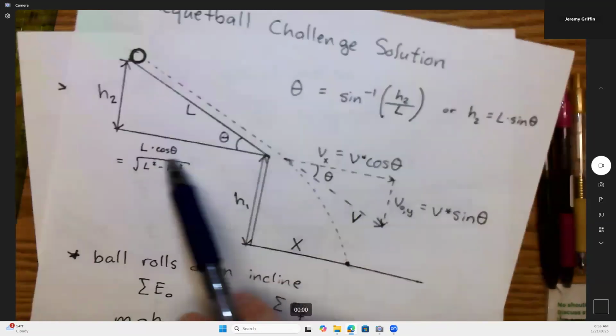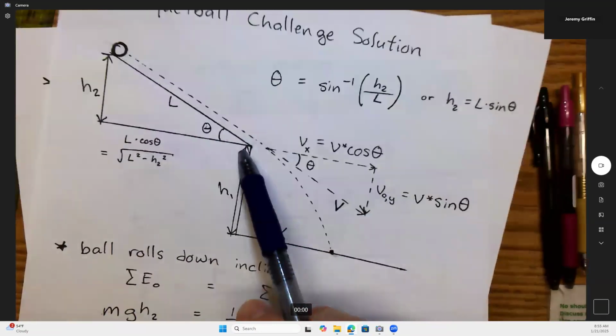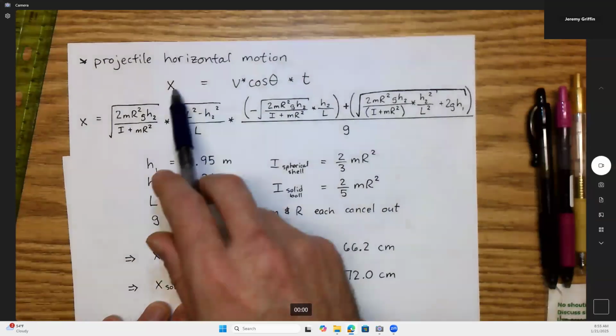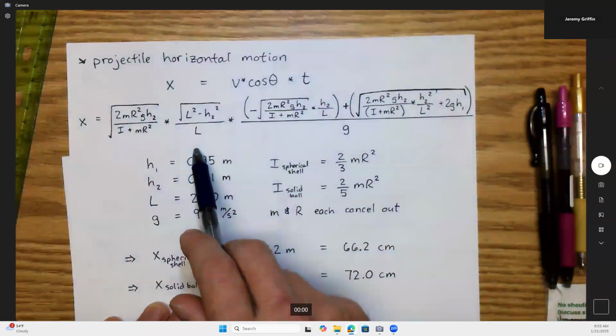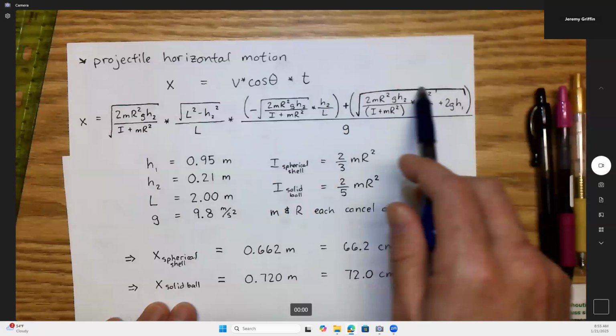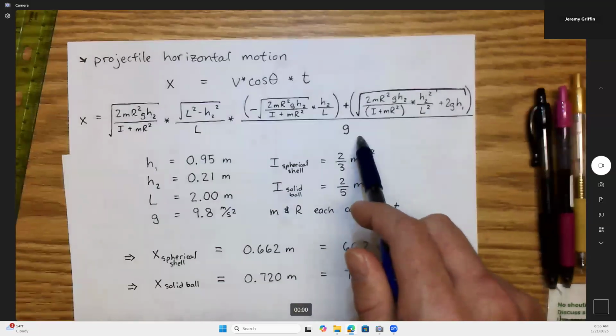Then if you take that leg, the square root expression, and divide by the full length L, wouldn't that be the cosine relationship? I want you to see that that's exactly where this is coming from. That is cosine theta, same thing. And then this t, here's the result from that quadratic equation for the time, from that projectile motion. Put it all together.